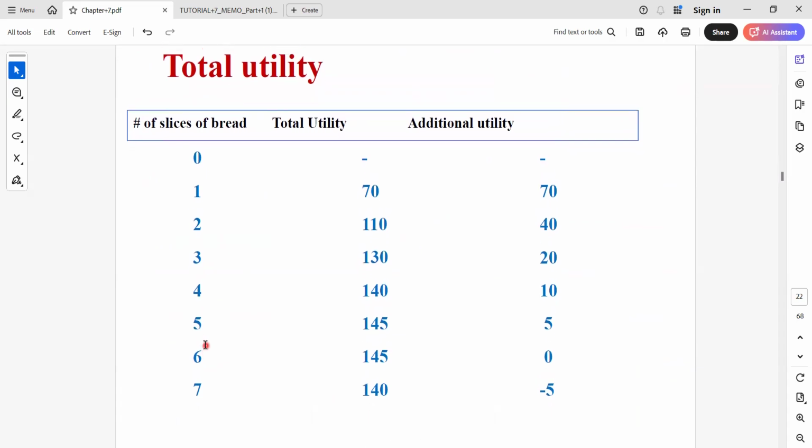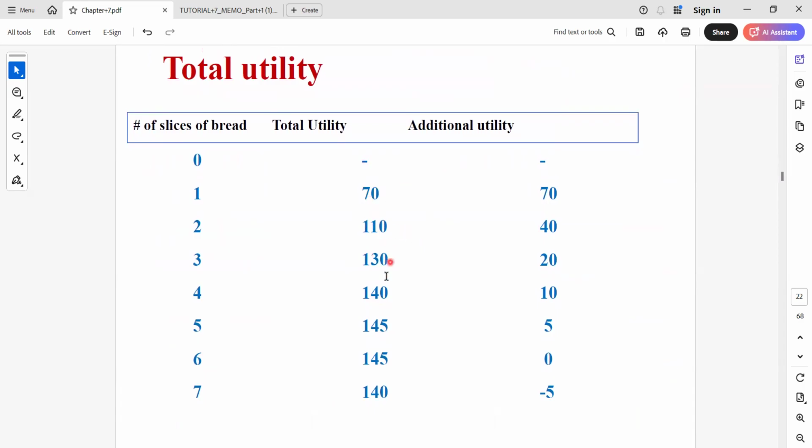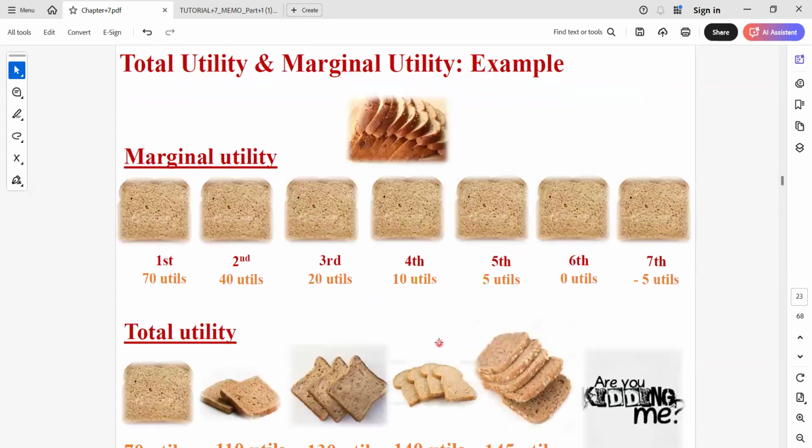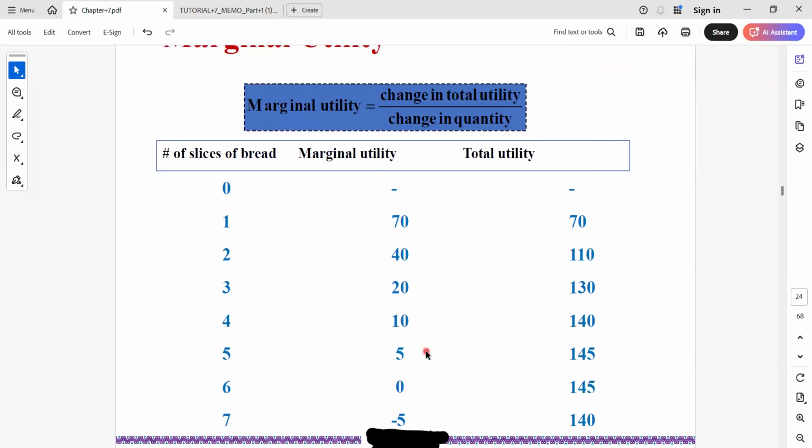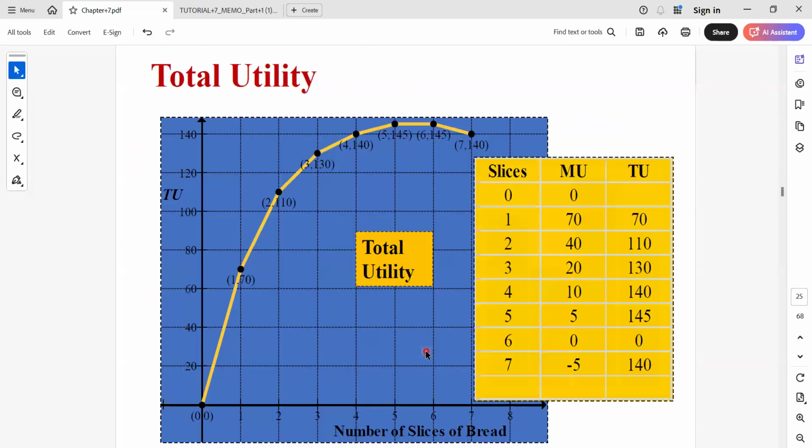More examples. So what I was saying, when your total utility is increasing, your marginal utility is positive. They use additional utility, but additional value means marginal utility. Then when your total utility starts to decrease, your marginal utility becomes negative. Where it is constant, your marginal utility is 0, then your total utility is at maximum. I think they're explaining the same thing here as well.